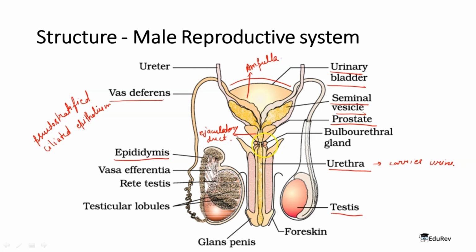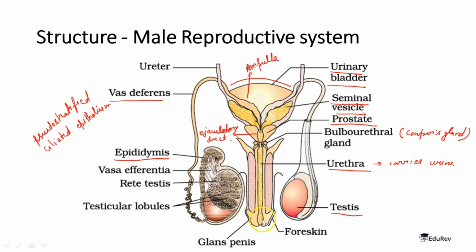After this, another pea-sized gland named Cowper's gland or bulbourethral gland is present. This is also known as Cowper's gland, and it is pea-sized. It also pours its secretions into the urethra. The bulbourethral gland is also present on both sides of the urethra. It is shown here. Ultimately, sperms and secretions from all three accessory glands enter the urethra, and from there to the male external genitalia, where an opening is present.